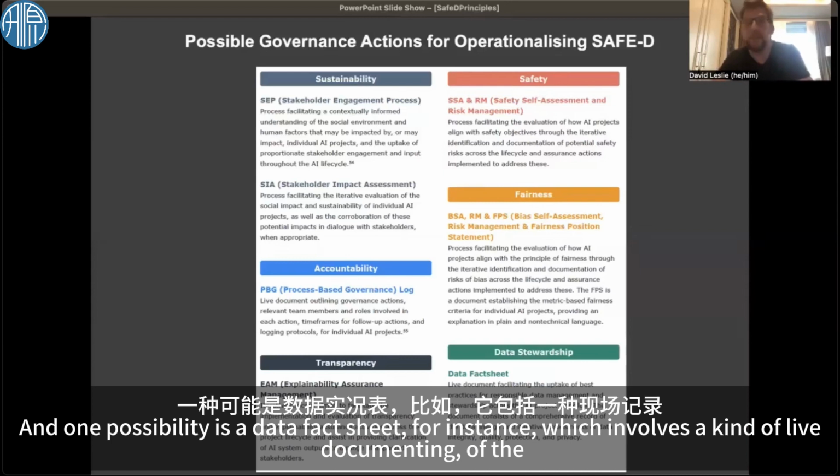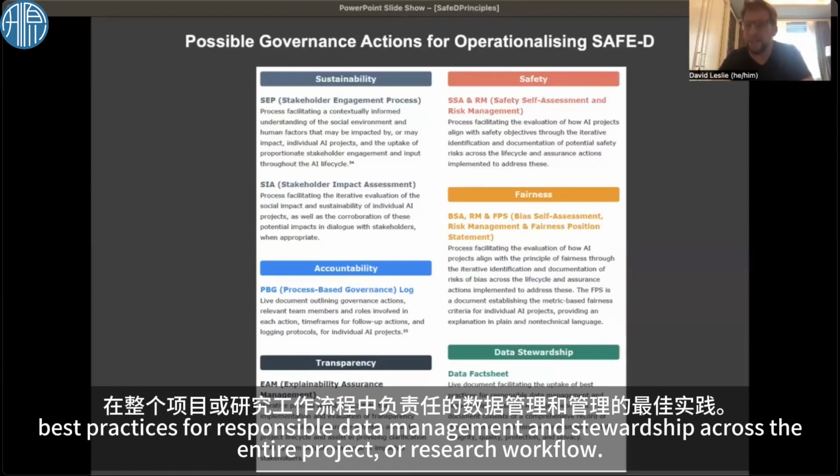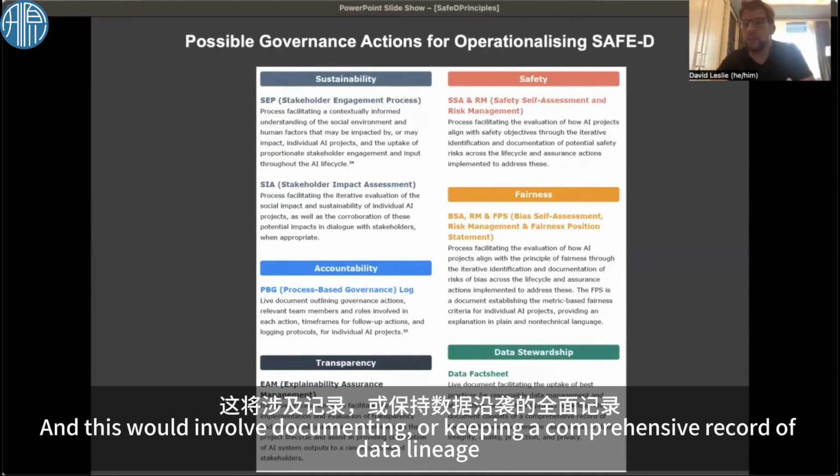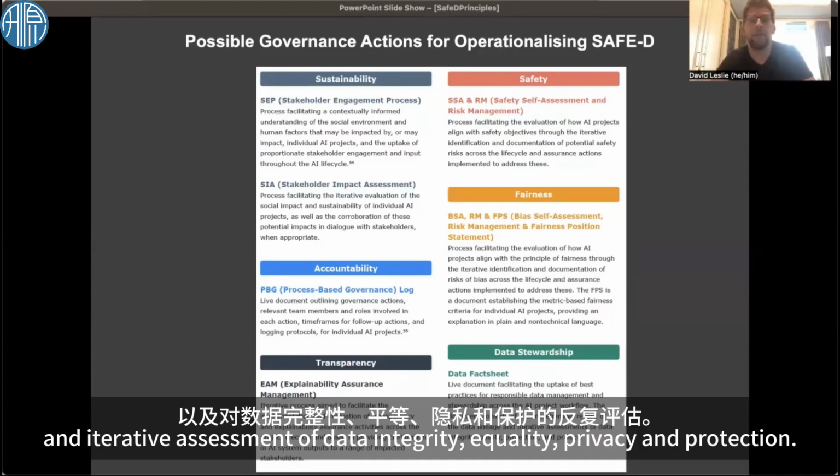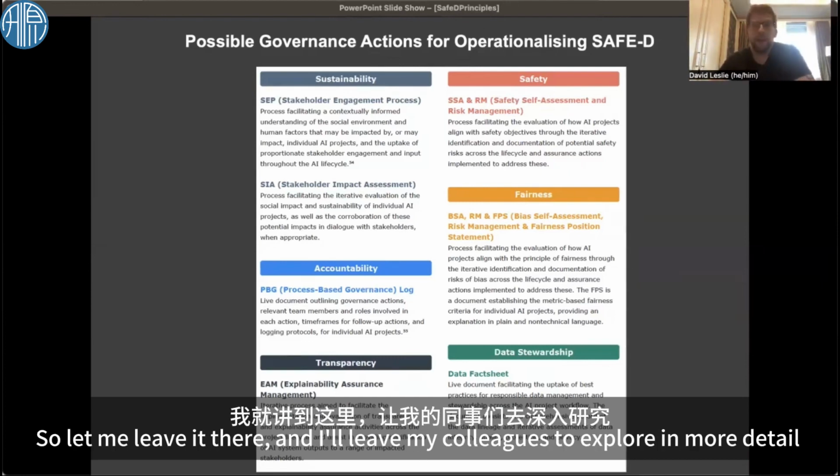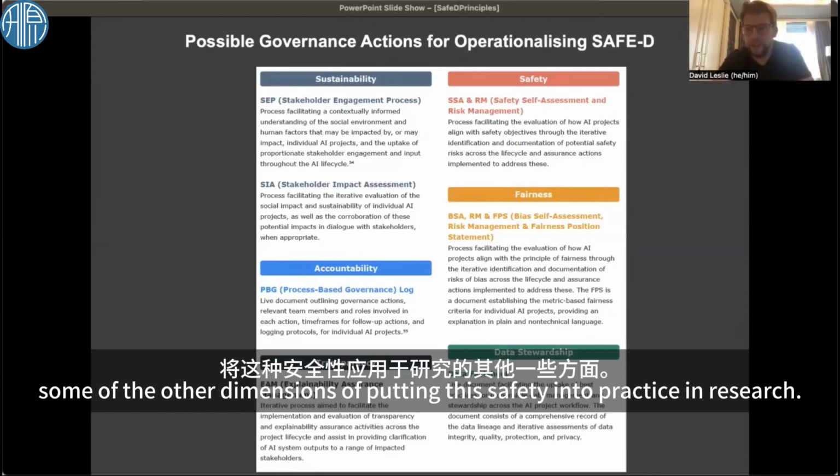And one possibility is a data fact sheet, for instance, which involves a kind of live documenting of the best practices for responsible data management and stewardship across the entire project or research workflow. And this would involve documenting or keeping a comprehensive record of data lineage and iterative assessment of data integrity, quality, privacy, and protection. So let me leave it there, and I'll leave my colleagues to explore in more detail some of the other dimensions of putting safety into practice in research.